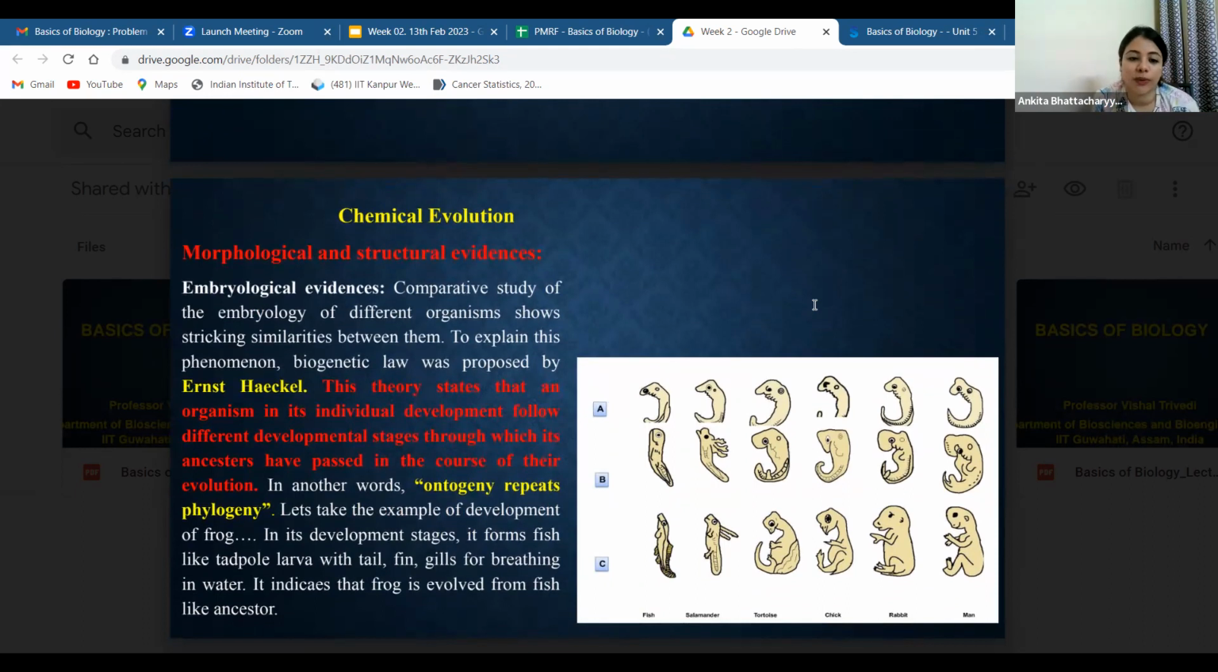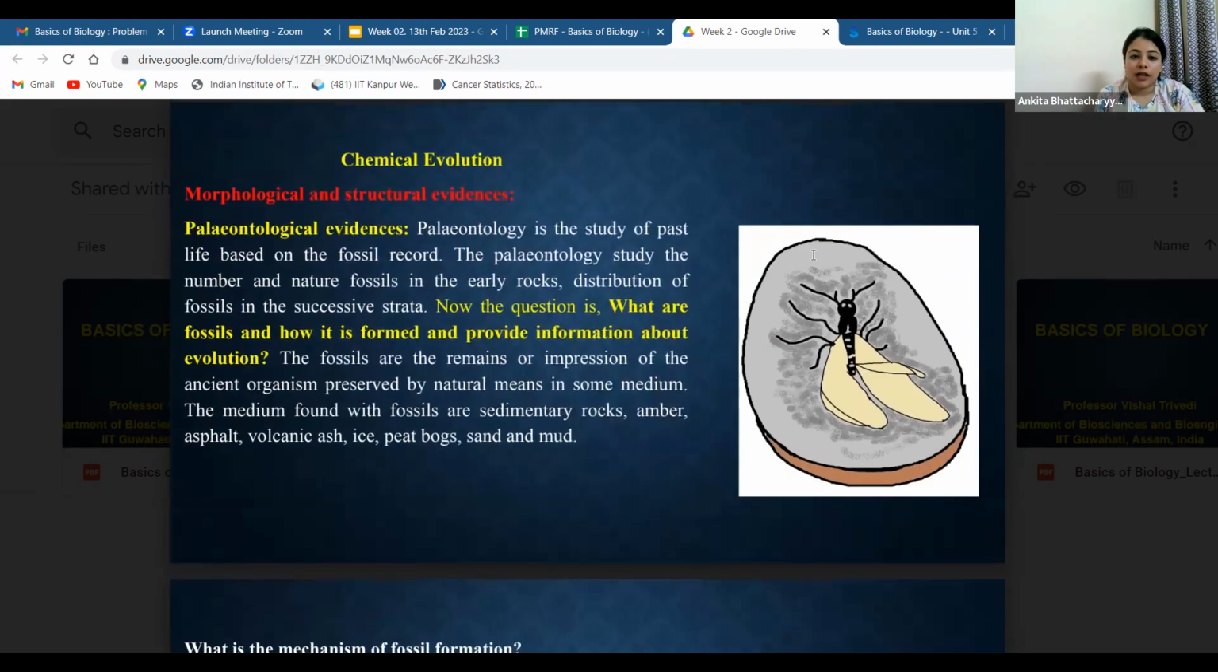This also was one of the questions. And here he talked about the development of a frog and the stages that it goes through, which recapitulates how it has evolved from its ancestors.